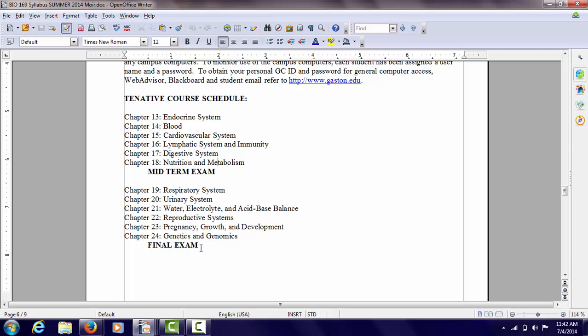Then our final exam. Our final exam is not comprehensive. The final exam will only cover information from chapter 19 on. So each exam covers 6 chapters. So you can almost think of the final exam as another midterm. It only covers information from chapters 19 to 24. Not the whole course, but just the second half.